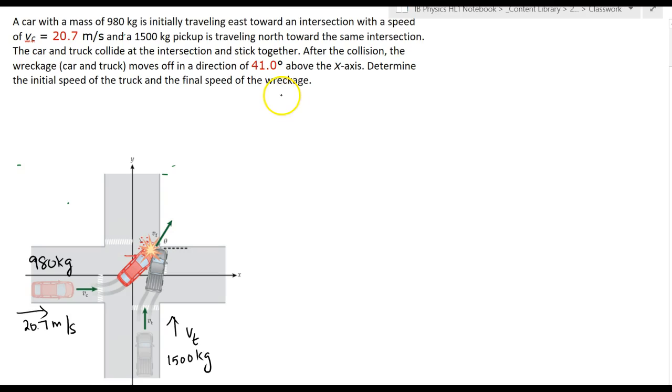So let us apply momentum conservation in the x direction. Along the x direction, the initial momentum of the car is 980 times 20.7. You know, momentum is mass times velocity. The truck has no momentum along the x direction, so plus 0 equals the final momentum. Because these two are now behaving as one unit, there's only one term on the right hand side, and this is the velocity of the combined wreckage, which is labeled as VF.